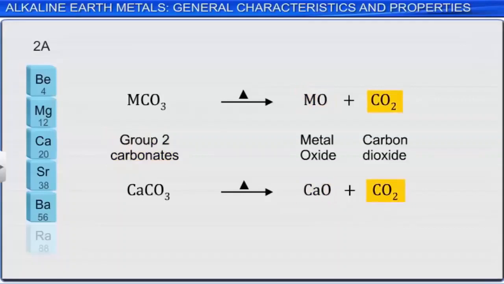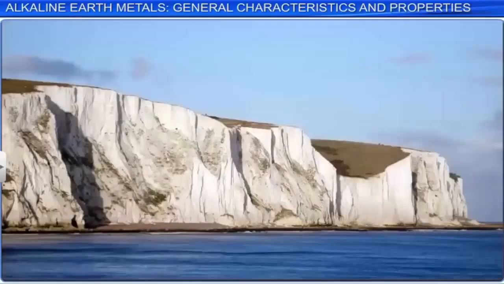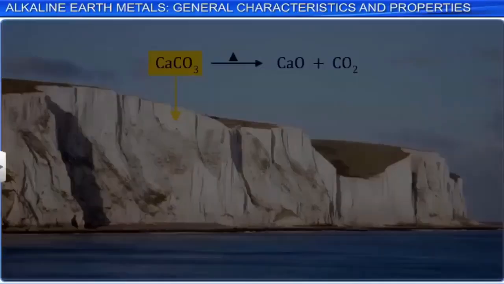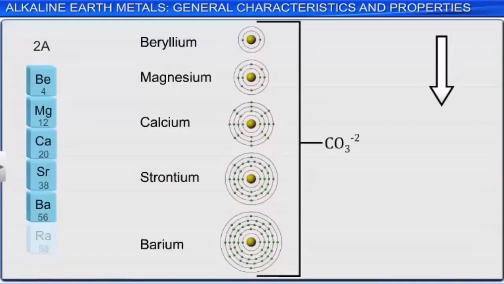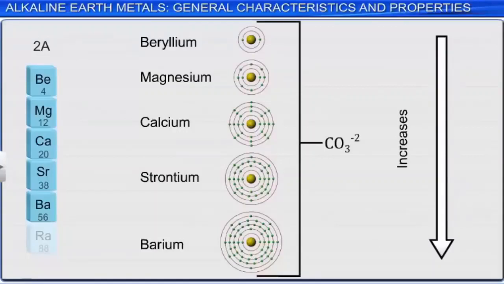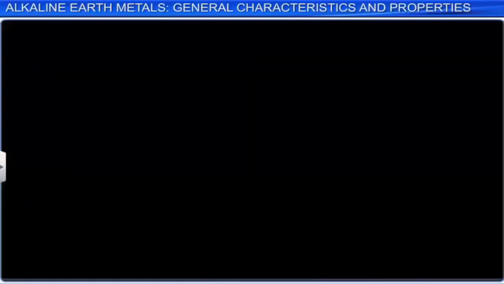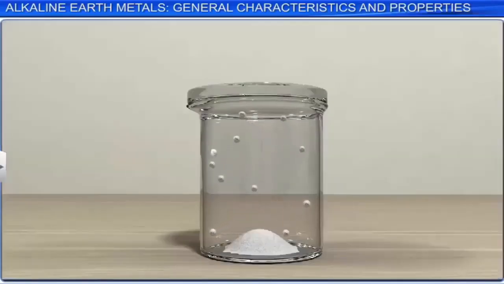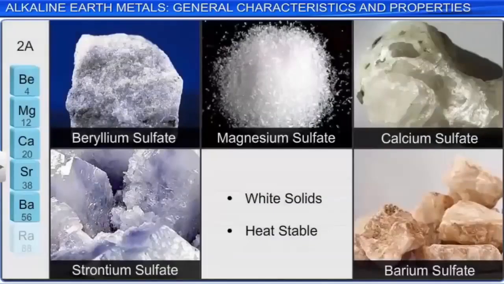is shown here. The group 2 metal carbonates decompose upon heating to form the oxide and carbon dioxide, as shown for calcium carbonate here. The White Cliffs of Dover consist primarily of calcium carbonate. The thermal stability of calcium carbonate increases as the metal cation increases in size. Beryllium carbonate is unstable and must be kept in a carbon dioxide atmosphere.